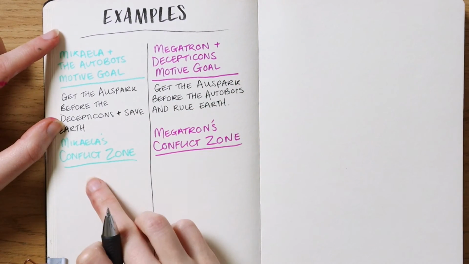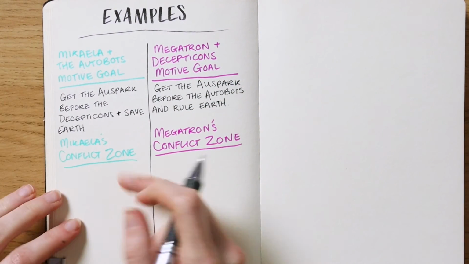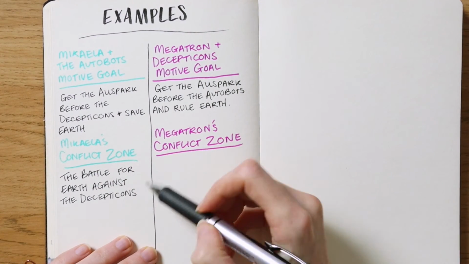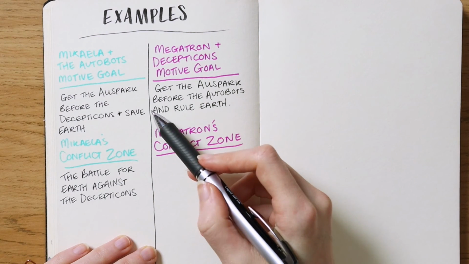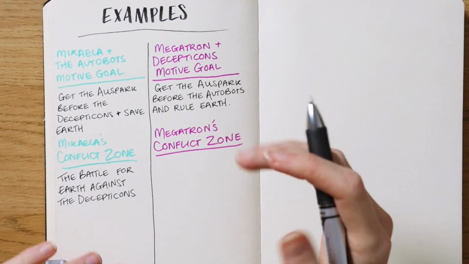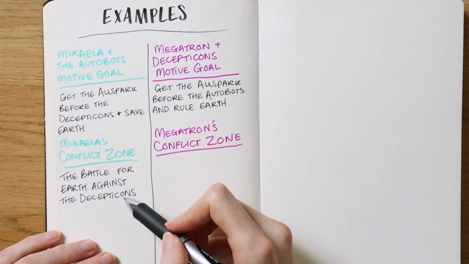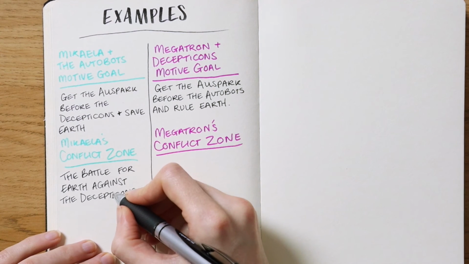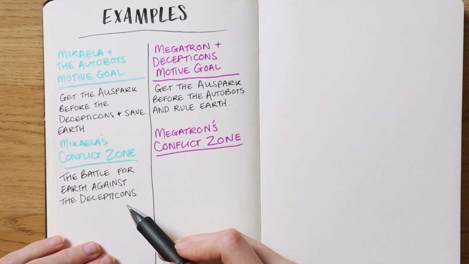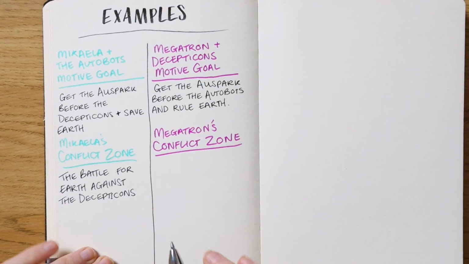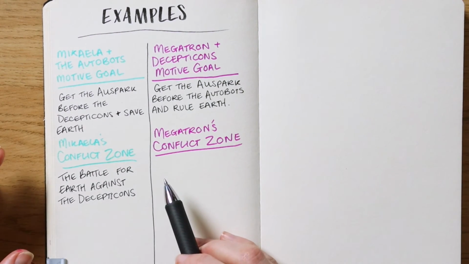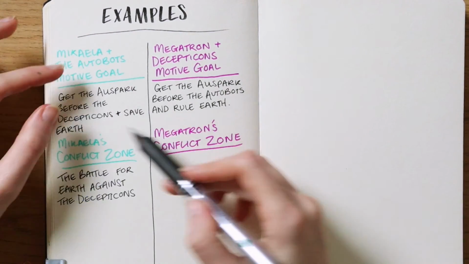So what does that look like as a conflict zone for Michaela? So I had the battle for Earth against the Decepticons. Now, because this is a fairly straightforward kind of one group against another kind of battle, sort of war kind of story, it makes the conflict zone kind of easier. So I could also just give this a proper name. We could call it the War of the Allspark or something like that, which sounds like what Optimus Prime would call it. But yeah, so the idea here is to just be able to say what that situation is.